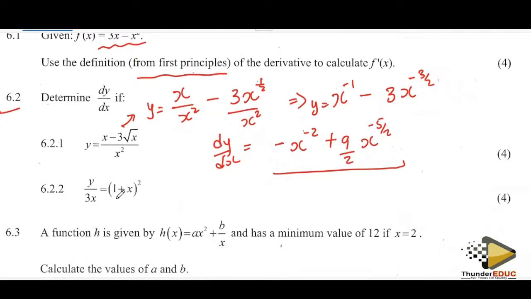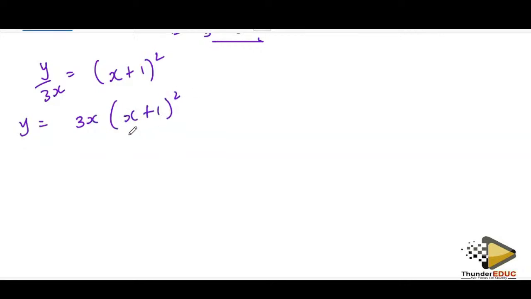Then we have y over 3x is equal to 1 plus x squared. Just jot it down here. I'm saying y over 3x is equal to x plus 1 squared, or 1 plus x squared. It's the same thing, guys. Okay. So first make y the subject, so that it is 3x into x plus 1 squared. Open this up. That's going to be x squared plus 2x plus 1.